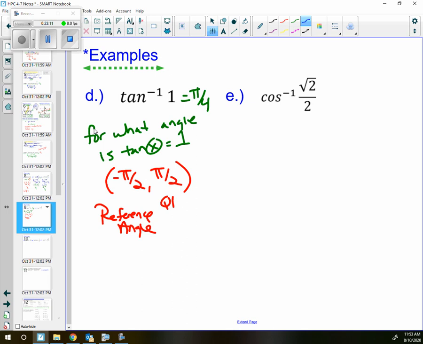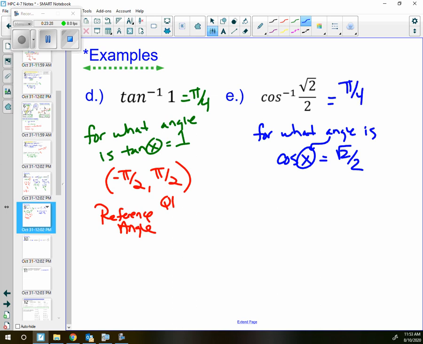Inverse cosine root 2 over 2. So that means for what angle is cosine root 2 over 2? So we're looking for this angle measurement that would make your answer root 2 over 2. So when is cosine root 2 over 2? That happens at pi over 4. So that's what we're looking for, that angle measurement.